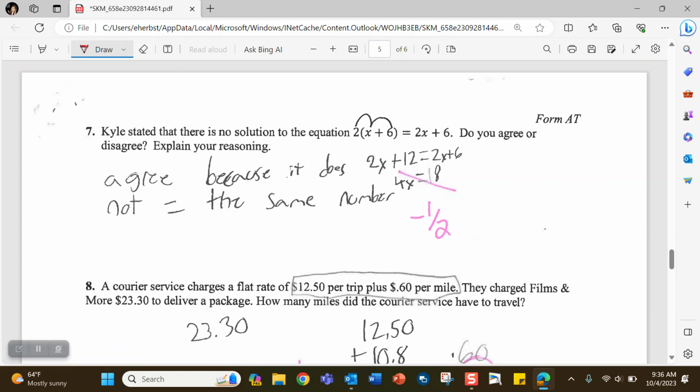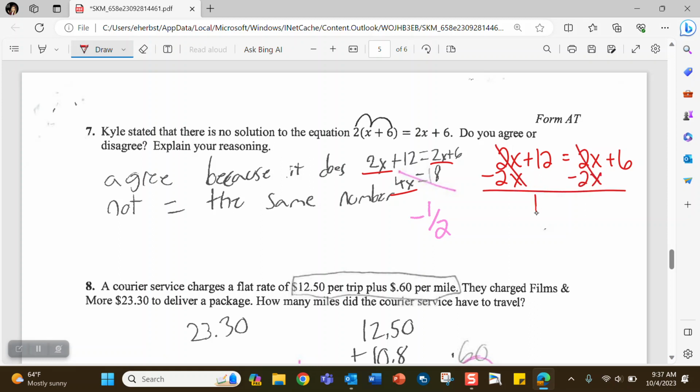Okay, Kyle stated there's no solution. And again, this is that same kind of case, right? Here's a 2x and a 2x. They're on opposite sides, but you said 4x. We can't do that. We should be subtracting 2x from both sides. Subtracting 2x from both sides.